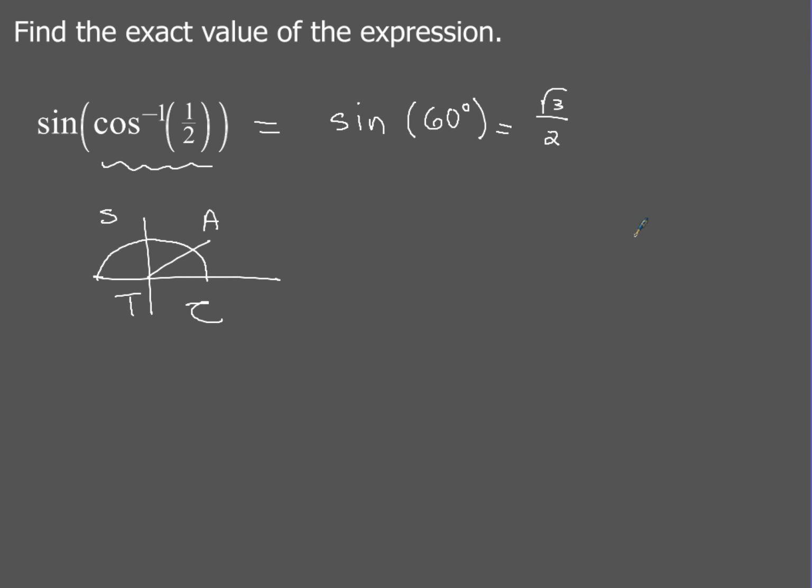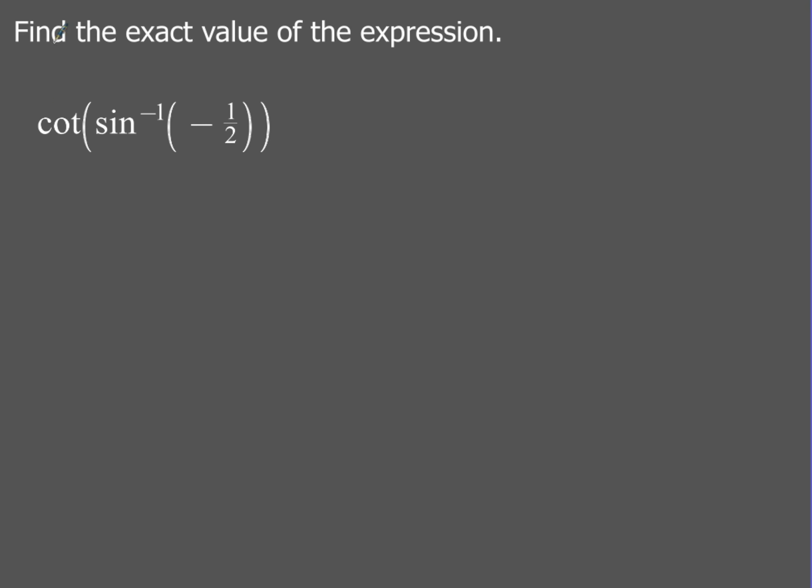There'll be some problems where the angle that you're given isn't on the unit circle, so that's where you would have to use the first technique. But if you do have one that you recognize as being on the unit circle, you could go ahead and use this. Either way, you'll have to come up with a value of root 3 over 2 when you're all done for this expression. So here we've got the cotangent of the arc sine of negative 1/2.